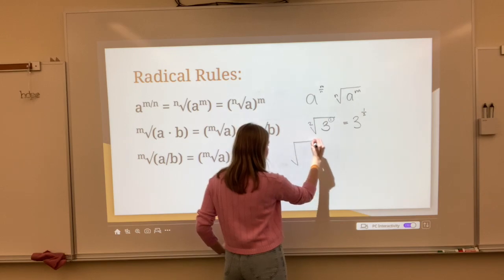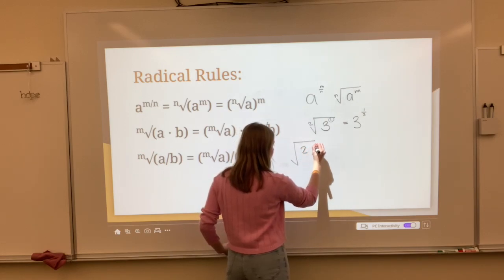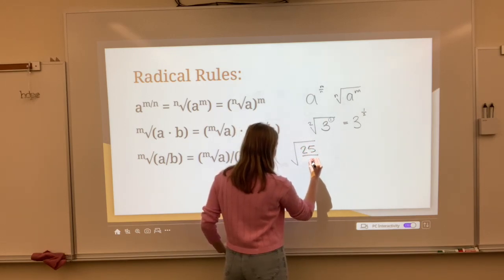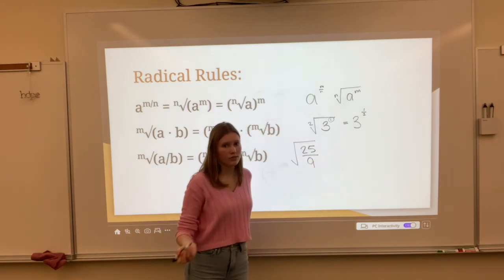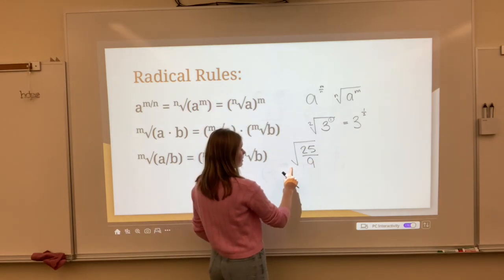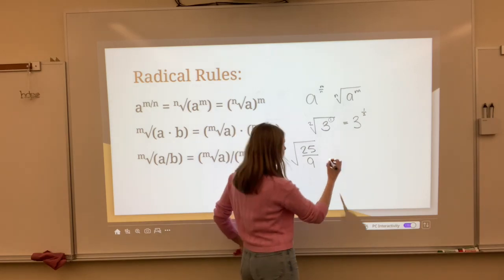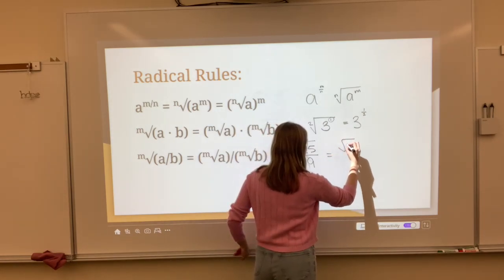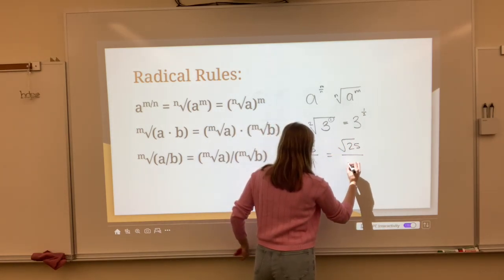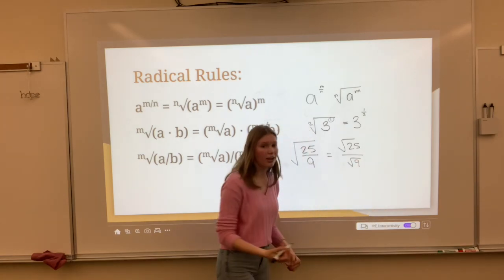So let's say you have the square root of 25 over 9. You can also split that up to solve it and say that is equal to the square root of 25 over the square root of 9. So now you can simplify it to 5/3.